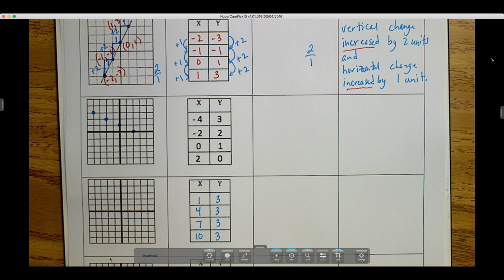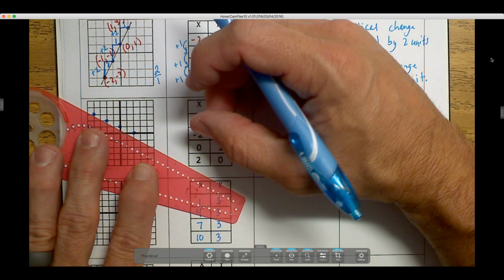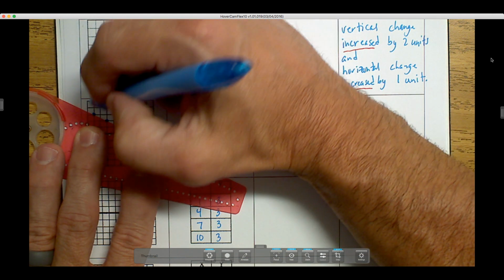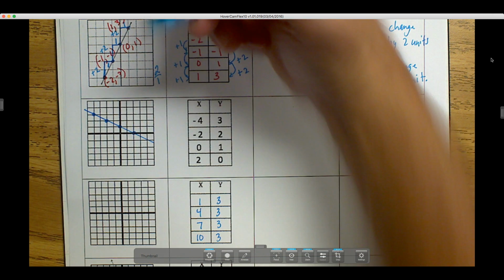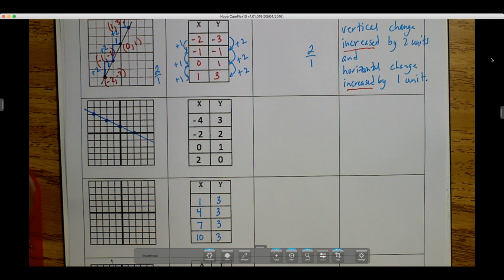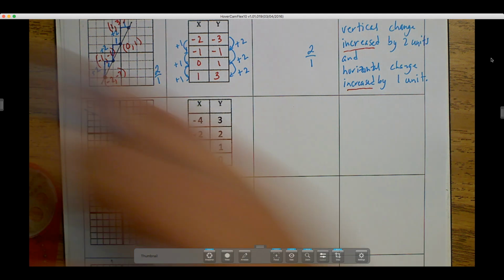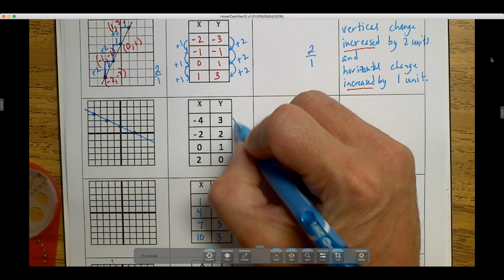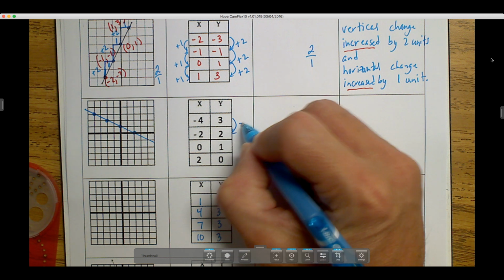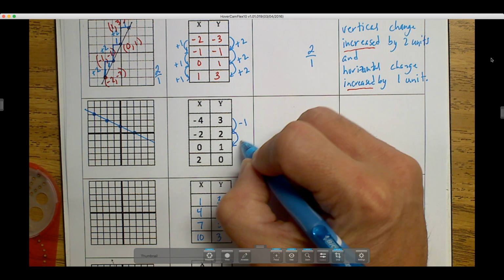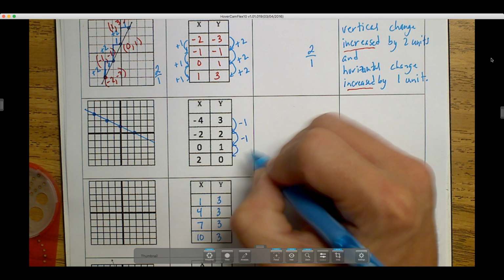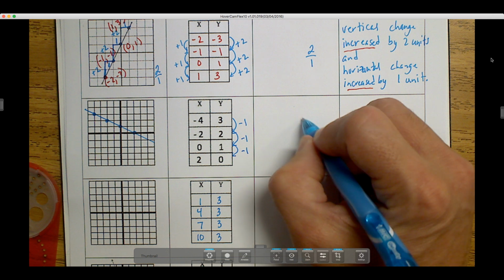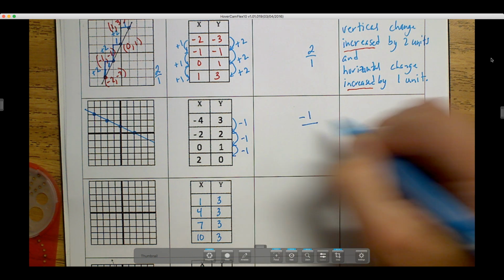Now, if you're finding the slope, these have to be linear, which means they have to be a straight line. Draw my line. And now I can, instead of working from the graph, work from the table. So to go from 3 to 2, it is -1. To go from 2 to 1, it's -1. To go from 1 to 0, it's -1. So our change in our y value should be a -1.